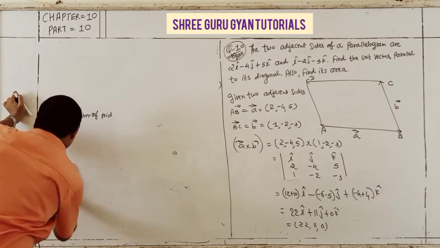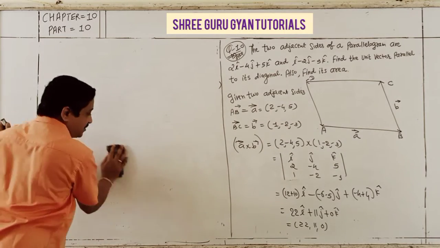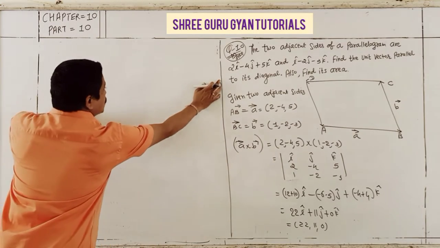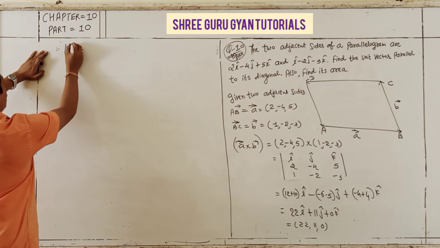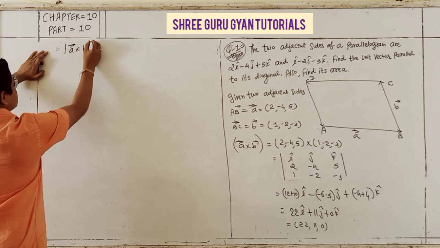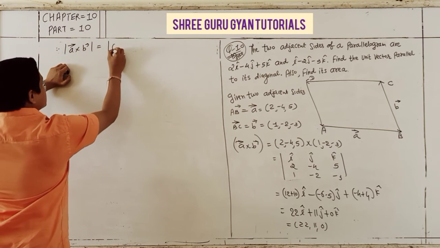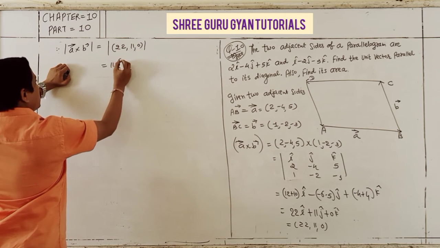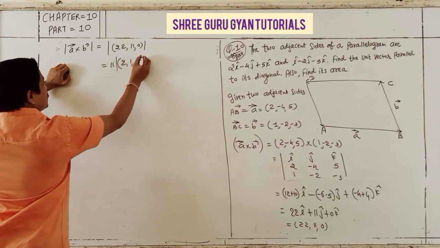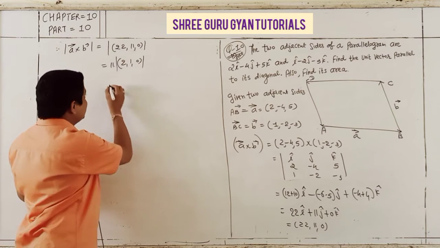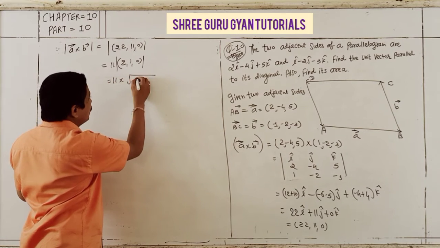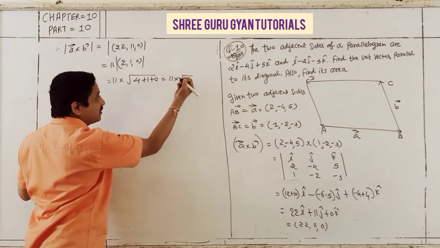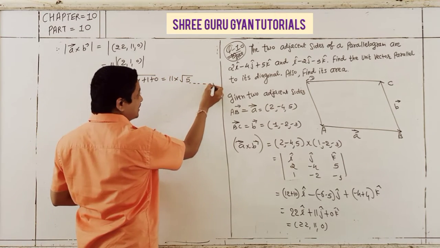So area of parallelogram is the magnitude of A cross B. That's why I will take the magnitude. Therefore modulus of A cross B, students, will be modulus of 22, 11, 0. Taking 11 common, 2, 1, 0. 11 times under root 4 plus 1 plus 0 is 11 root 5, and that is your first answer done.